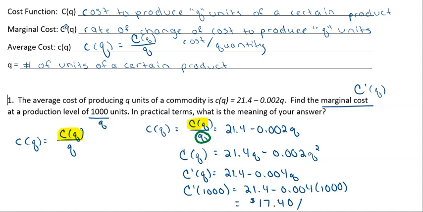$17.40 per unit. So this means that our marginal cost, so the rate of change of cost to produce Q units, is $17.40 per unit. So what that means is it costs $17.40 per unit when we're producing 1,000 units based on our cost function, our marginal cost, and our average cost.